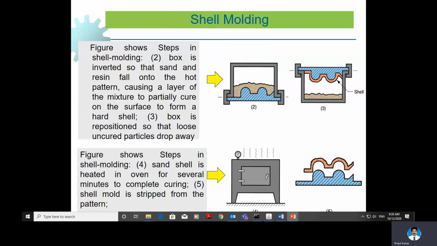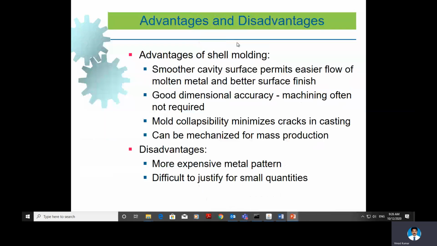Now, the advantages and disadvantages of shell molding. Advantages: a smoother cavity surface permits easier flow of molten metal, because we are using sand, hence we can have a better surface finish. Good accuracy can be produced. Less machining is required. Mold collapsibility minimizes cracks in casting. Cracks can be reduced. It can be mechanized for mass production. Disadvantages: the metal pattern is more expensive. We are using a metal pattern for it. It is difficult to justify for small quantities because it is expensive.